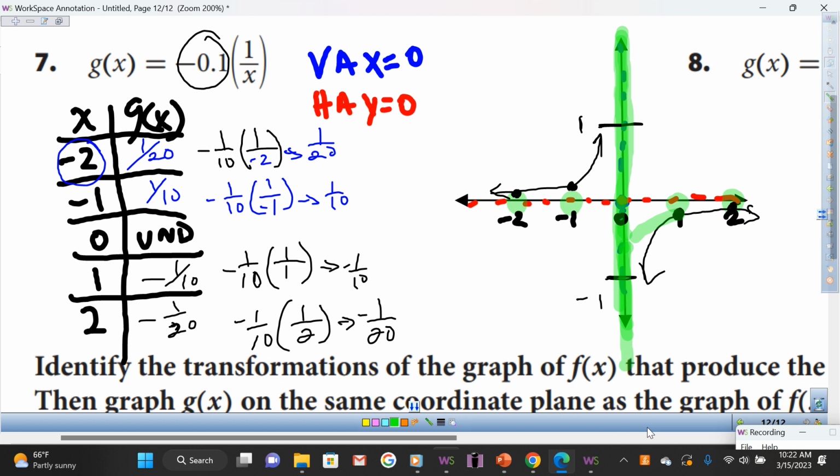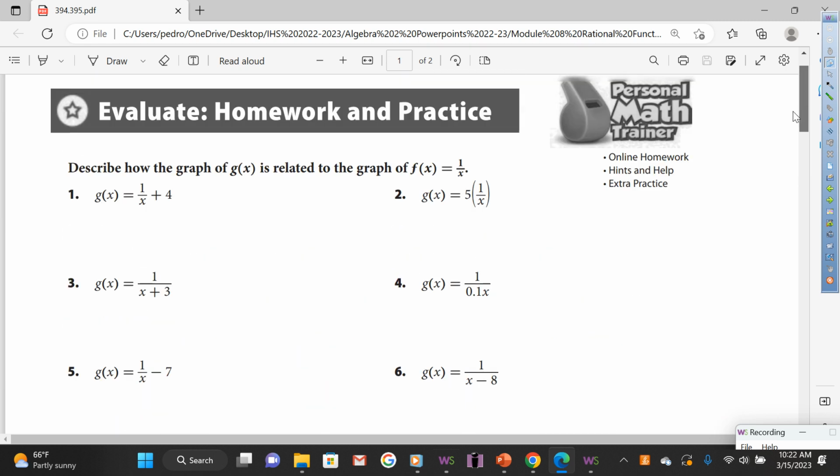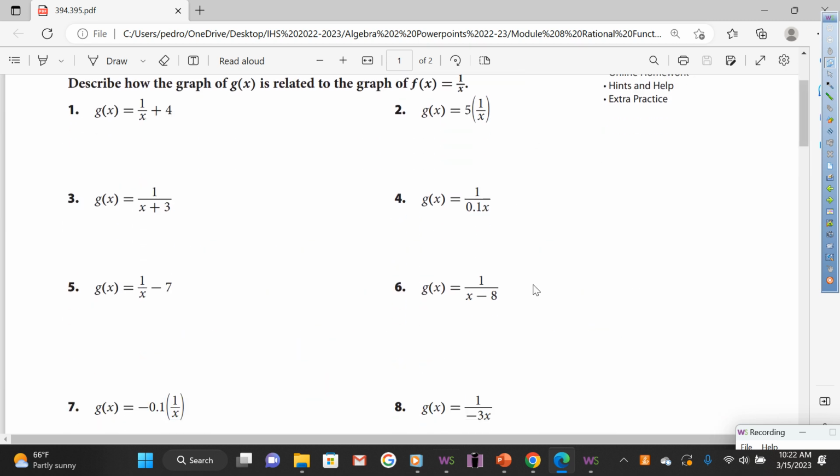One more, or are we good? Yeah? No? All right, we'll stop right there. However, once again, for tonight's home plate, you're going to be doing all evens, which is exactly the same process. HA, VA, get your table going, and then you'll go from there. Okay?